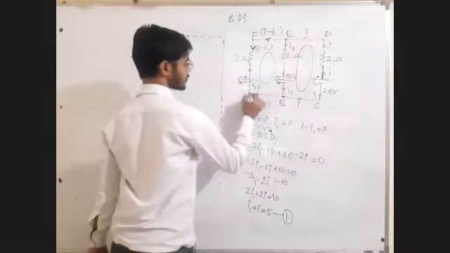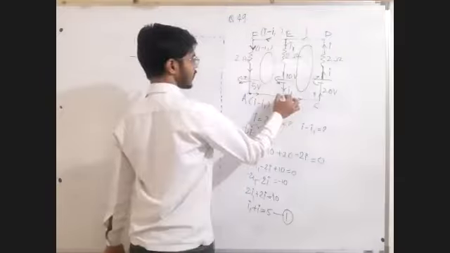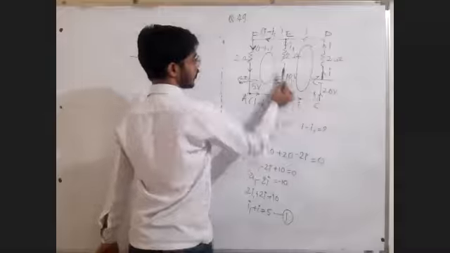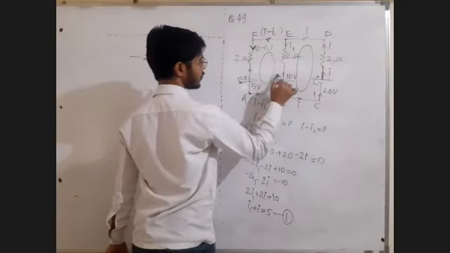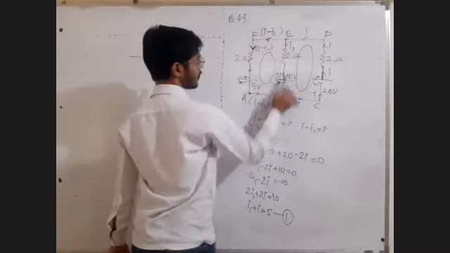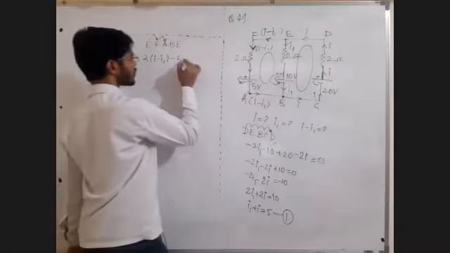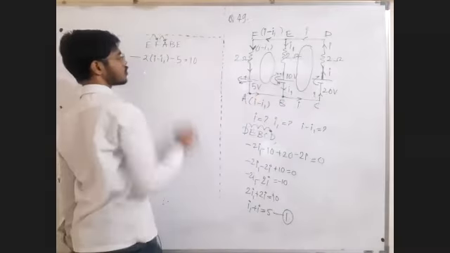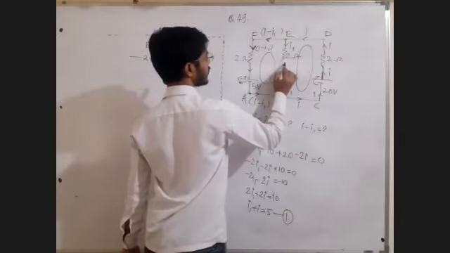Now A to B there is nothing, I will write nothing. Now B to E, I am moving from B to E. Initially I encounter battery. Now I am moving from negative to positive. EMF is positive, so plus 10. So battery encountered and I moved ahead.